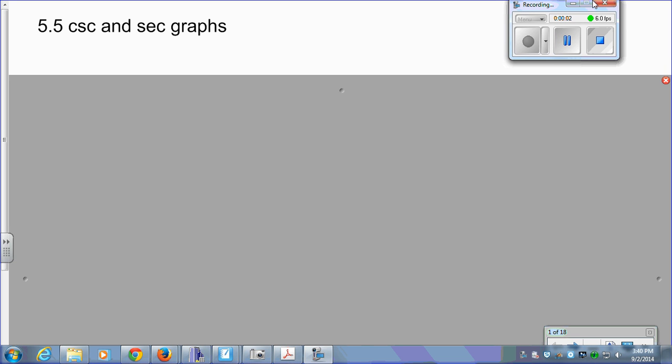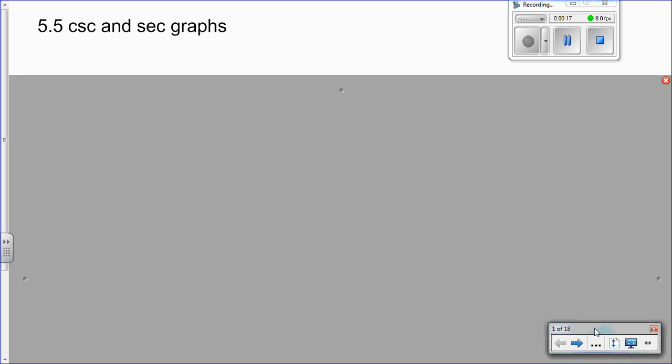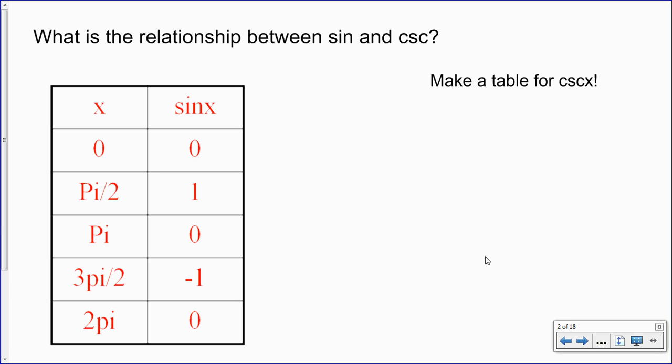All right, we're going to do our notes tonight on 5.5 cosecant and secant graphs. Remember with these graphs that these are the reciprocals of sine and cosine respectively, and keeping that in mind will really help us and guide us in graphing these functions.